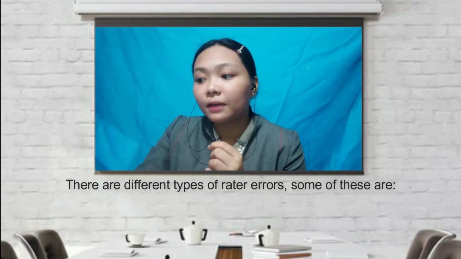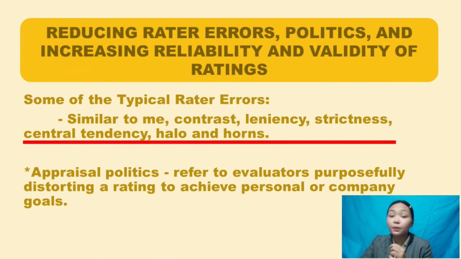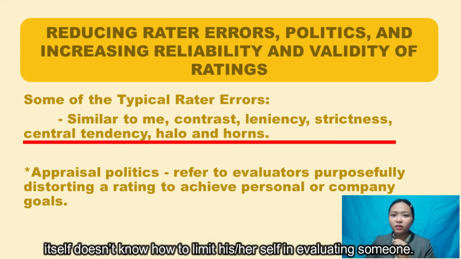So there are different types of rater errors. Some of these are similarity, contrast, leniency, strictness, central tendency, halo, and horn. Their similarity is that these are all errors in judgment or observation in which the observer does not know how to limit himself or herself in evaluating someone.